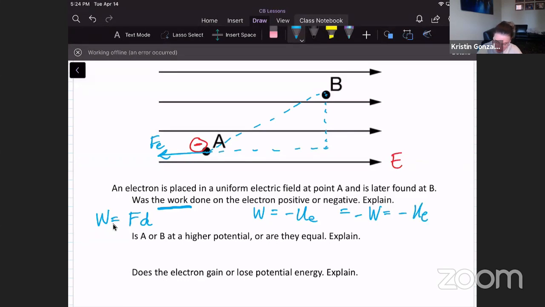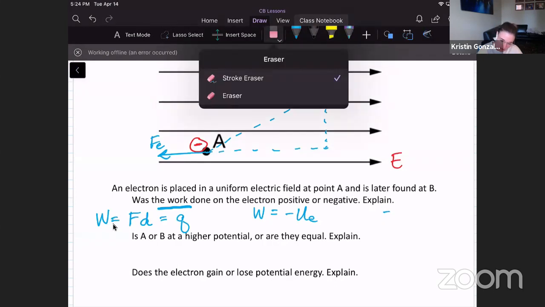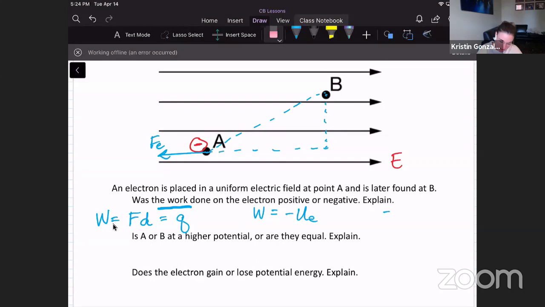If we also look at the force, the force is equal to Q times E, so the work is equal to Q times E times D. But with that negative charge, if we multiply that out, then we get negative Q times E times D.